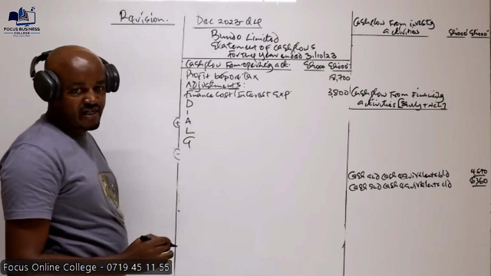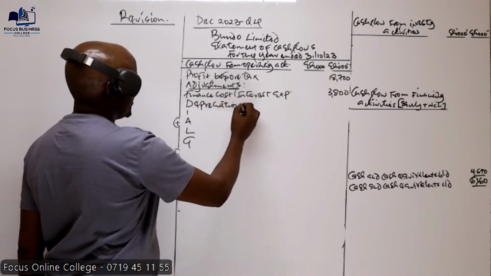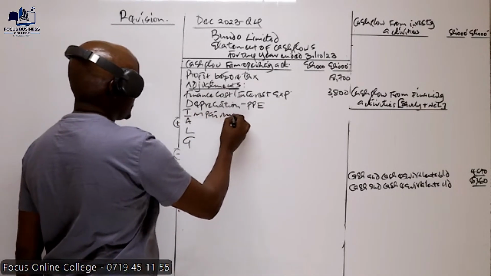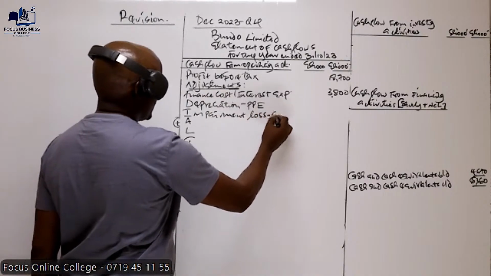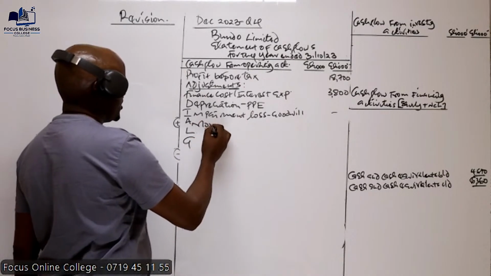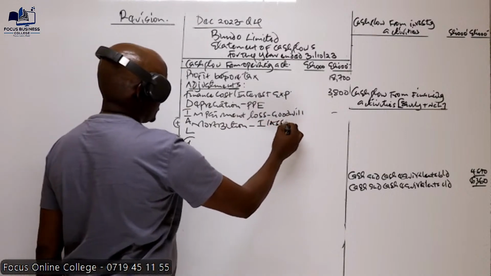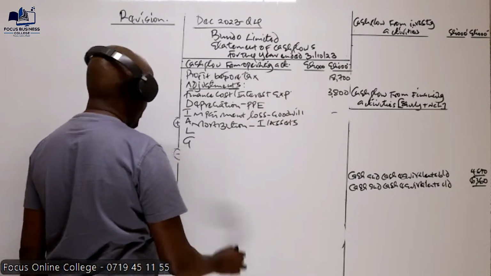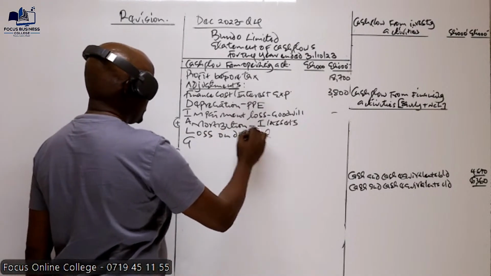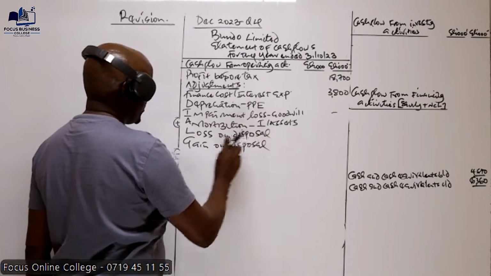We just need to recall that acronym, DIALG. This one stands for depreciation. Depreciation on property, plant, and equipment. This one stands for impairment loss. Impairment loss on goodwill. We say that at this level, you may not come across this one. This stands for amortization. Amortization of intangible assets. Then this one stands for loss on disposal. Loss on disposal. And basically this one stands for gain on disposal. The gain on disposal.